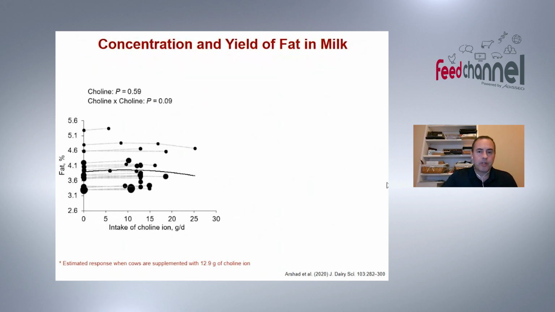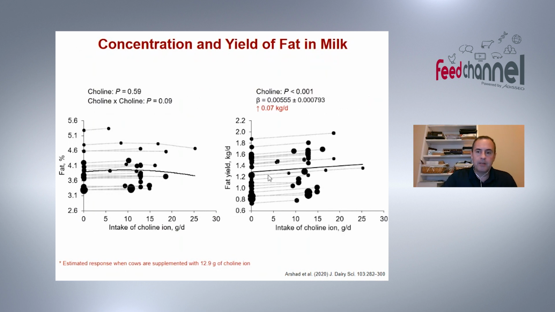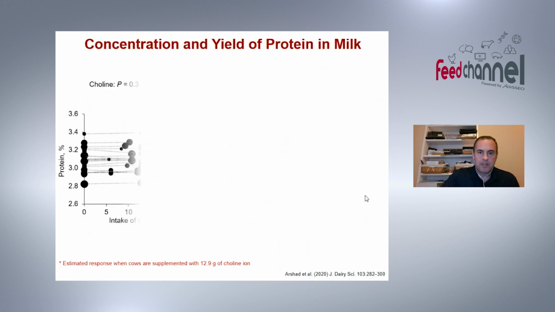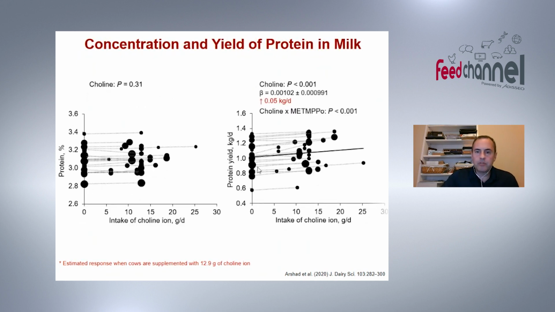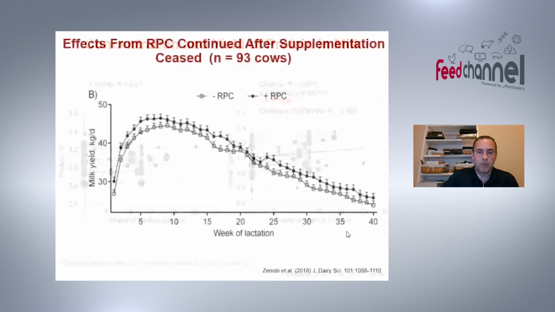So here are concentration and yield of milk fat. Milk fat goes up. There was a quadratic relationship with choline, with the optimum amount somewhere here in terms of concentration of fat, but the yield responded exactly like energy corrected milk or milk yield. The same was true for milk protein. We saw a linear response to the amount of choline supplemented to cows. So this is telling me that choline is able to stimulate milk production.